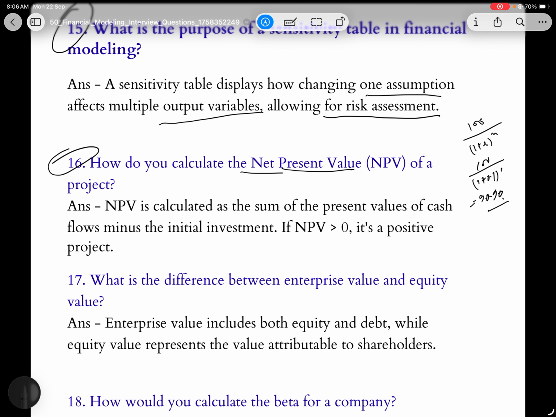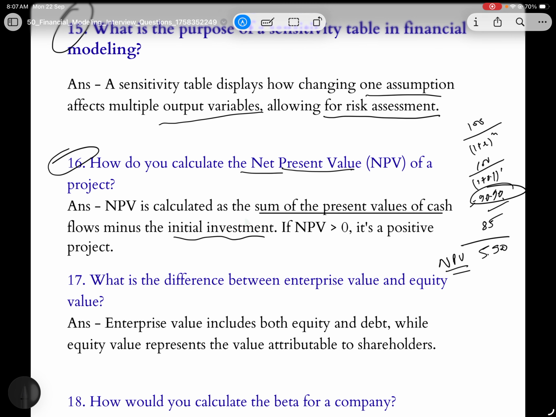Let's say you had invested 85 today and you will be receiving 100 later on. So what's your NPV over here? 5.90, let's say. So this is your NPV. NPV is nothing but the sum of all the present values of cash flows. There could be 90 and then anything else as well, right? All those things minus your initial investment.